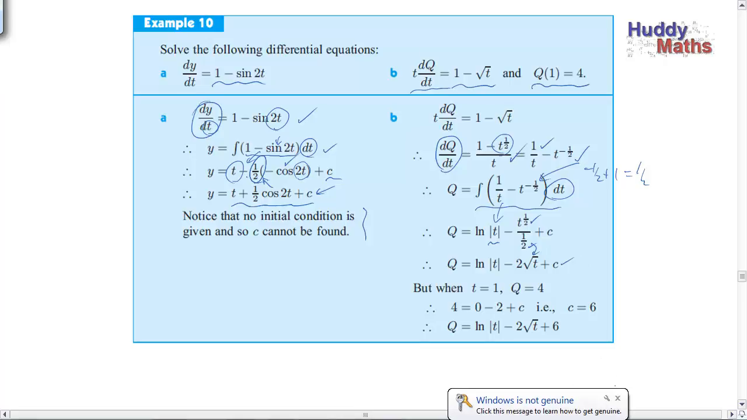But when t is 1, q is 4. We're told that, so put 4 for q and 1 wherever t is, and we can find that c is 6. Just remember the log of 1 here is 0, and then we've got it. Okay, so our particular solution, it's a unique solution because we've specified this initial condition that when t is 1, q is 4. So you have got a unique solution.